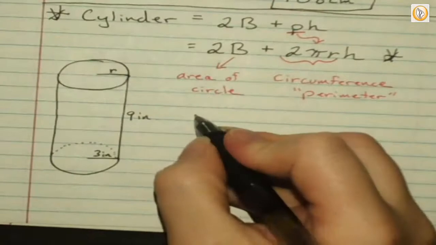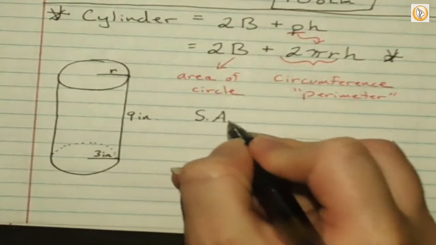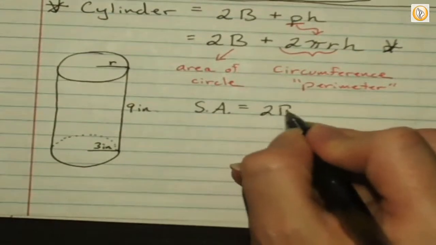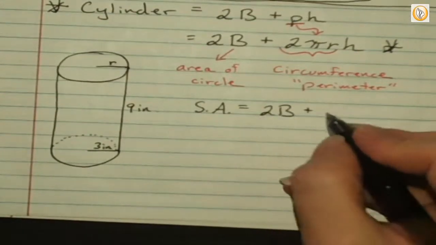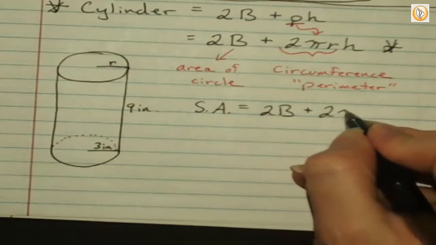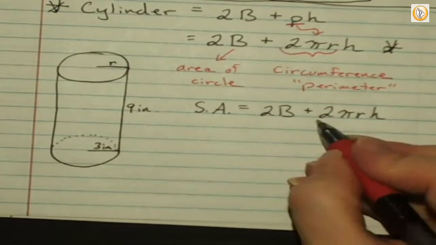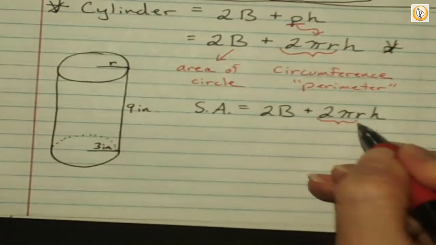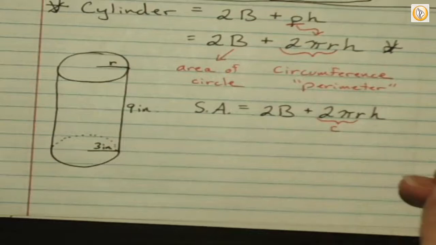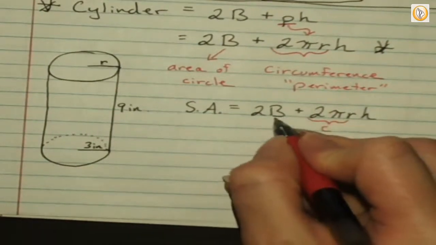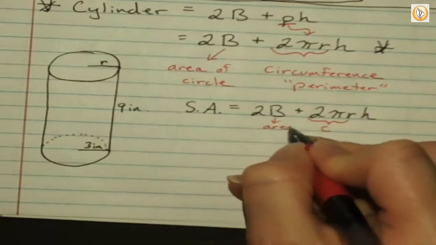Okay, so for surface area of a cylinder, again, it's 2B plus 2 pi r h. Remember that 2 pi r, that's your circumference. Or you can even say your perimeter. It doesn't matter. This is your area.